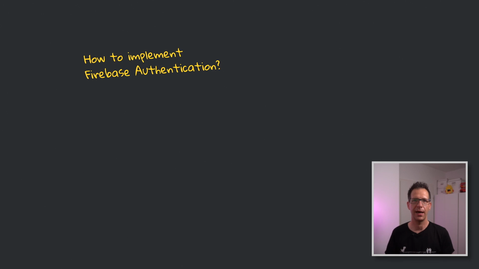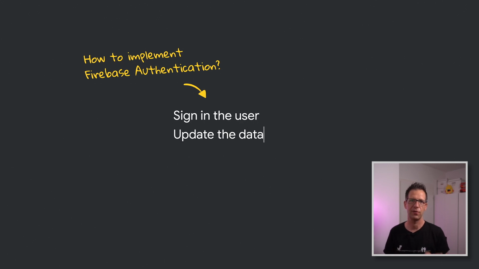So how can we add Firebase authentication to our project? Well, there are three main steps. First of all, we need to sign in the user. Then we need to update the data model. And last but not least, we need to secure our users' data. Let's take a look at two authentication mechanisms that are pretty useful: anonymous auth and sign in with Apple.